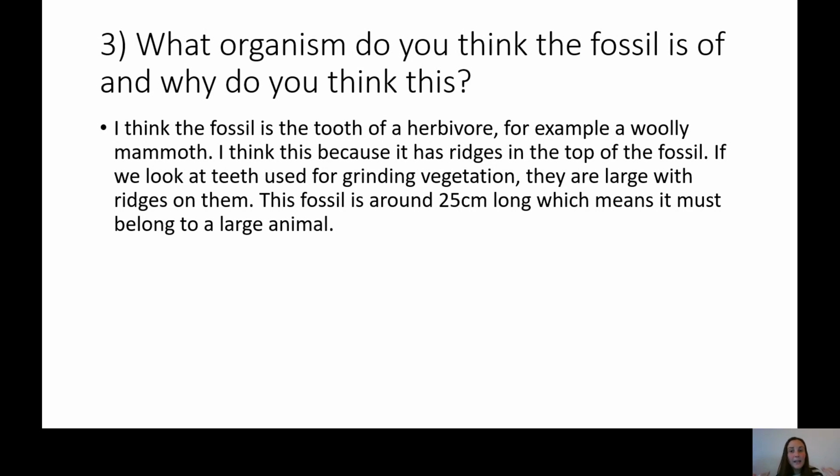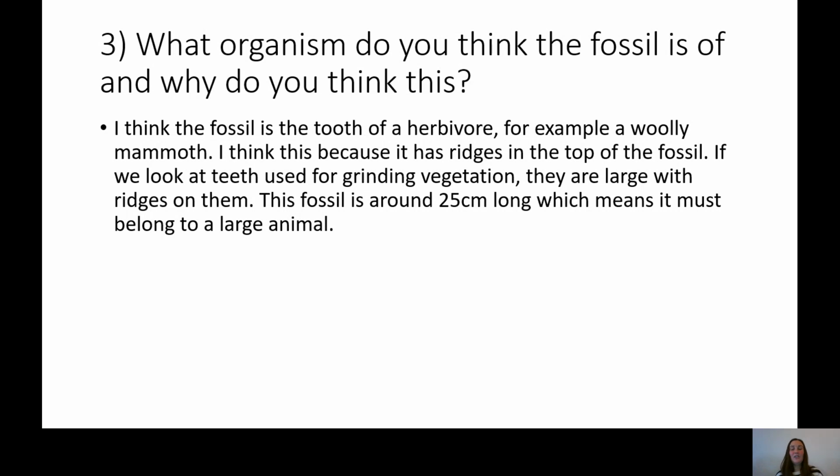Okay, so I've used my knowledge of animals that I know that are alive now, for example, an elephant, or even ourselves. We've got teeth at the back of our mouths that are used for grinding, and if you look, they've got kind of ridges on them. So that's why I was thinking it might be a tooth. I don't know if I'm wrong or right.